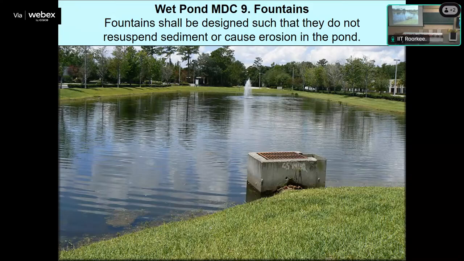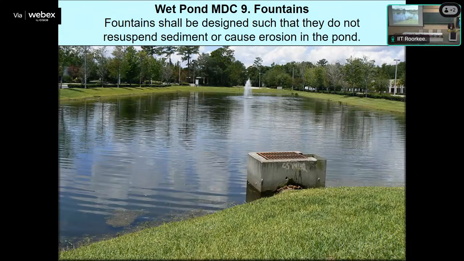Now, not every pond gets a fountain, but I'm just thinking about these new developments that some of you are going to be working on and designing and making, to be beautiful and functional. You also want them to be mosquito resistant. Okay, so that's a really important reason to have a fountain.